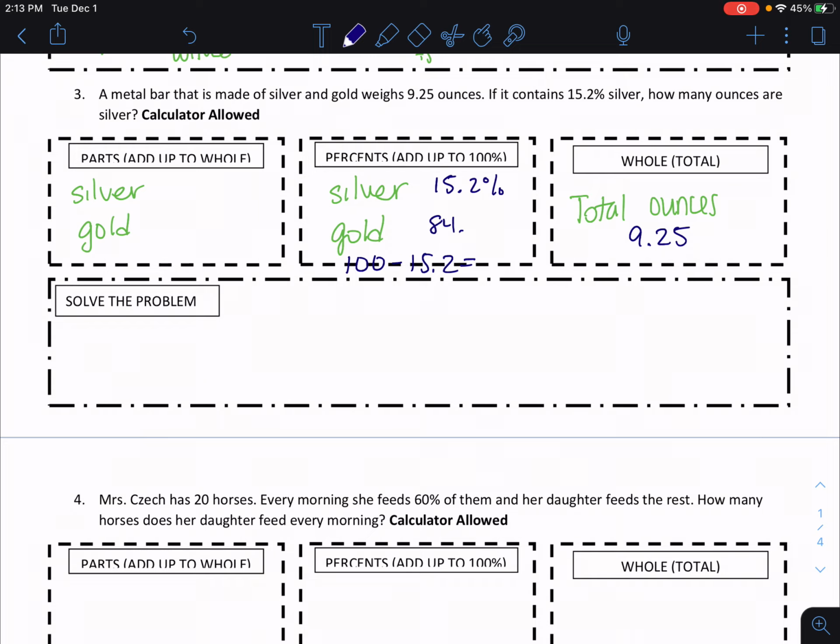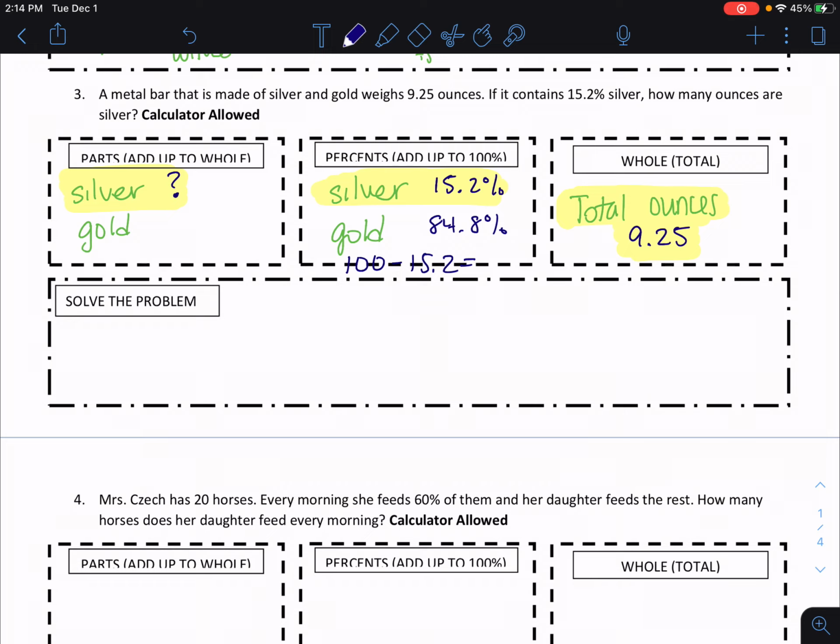It's going to be 84.8%. But I'm looking for how many ounces of silver there are. So my question mark goes under silver. The first thing I'm going to do is highlight my question mark. So my question mark is silver. If my question mark is silver, then in the next box I have to highlight silver because that's the information that I'm looking for. I'm not looking for gold, I'm looking for silver. And then I should always have my whole highlighted because I have to use that one. It's the only thing in that box.